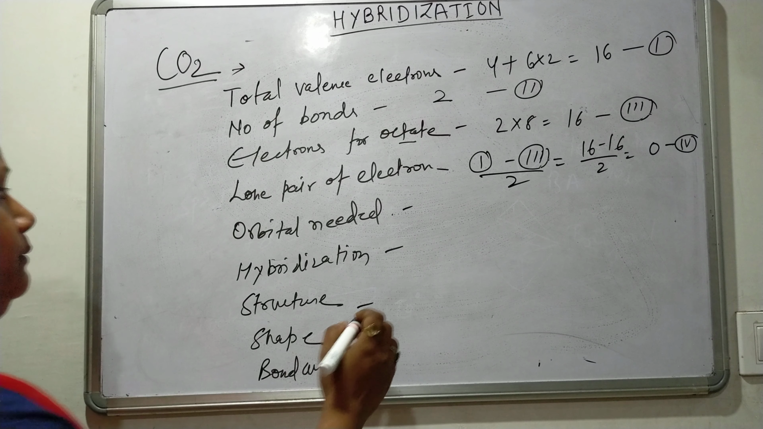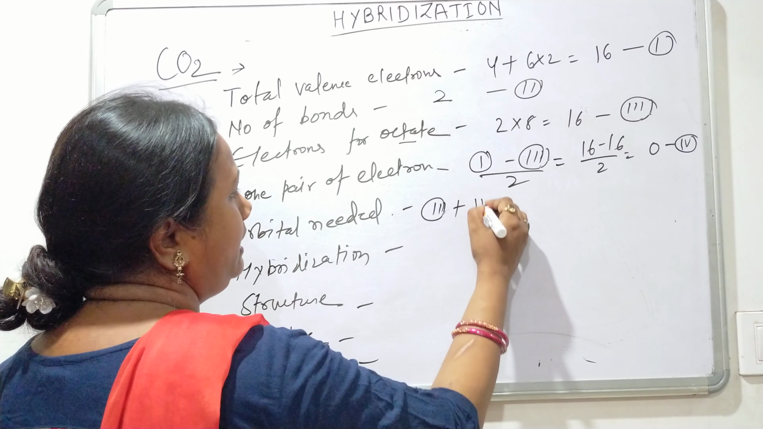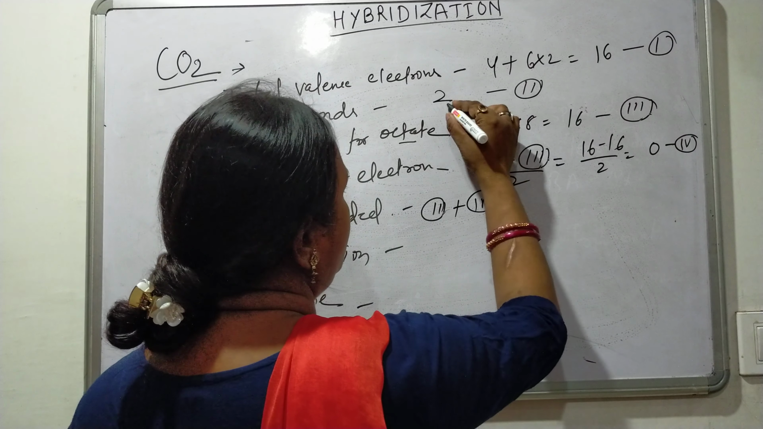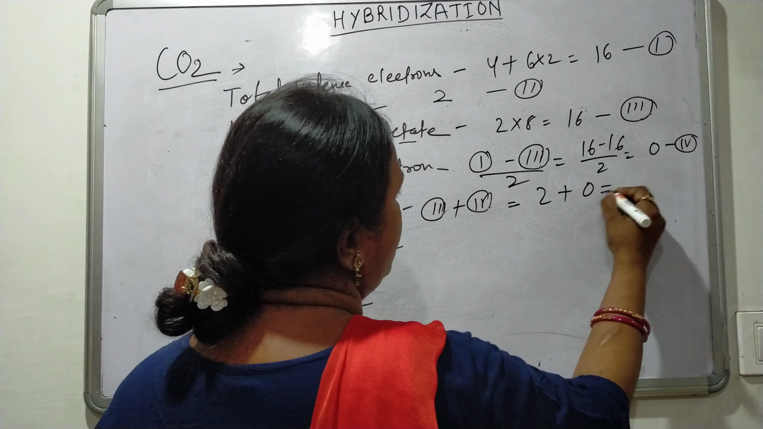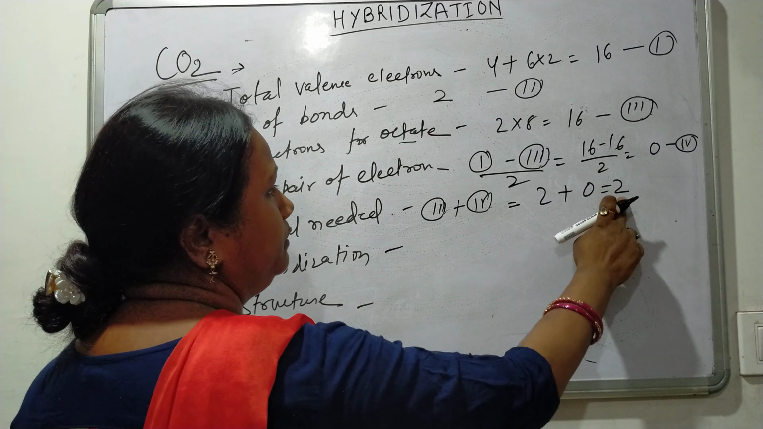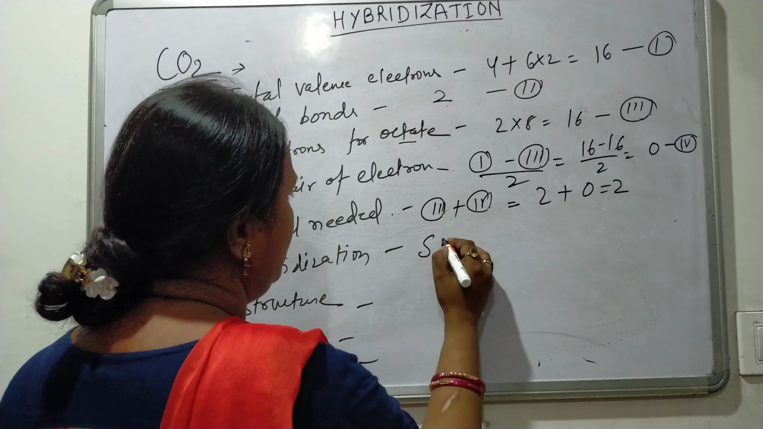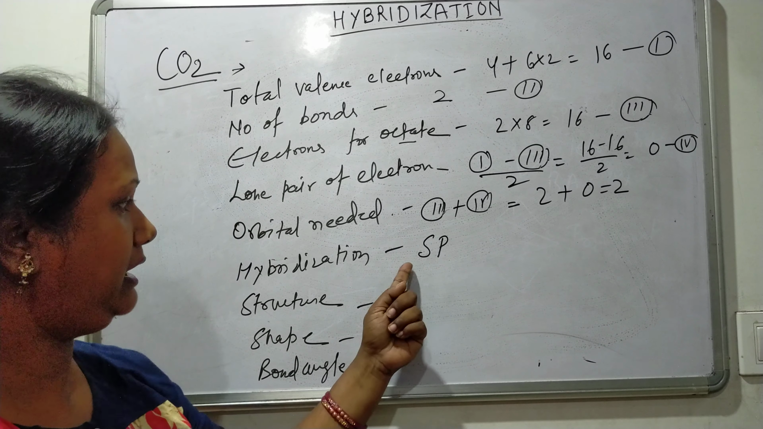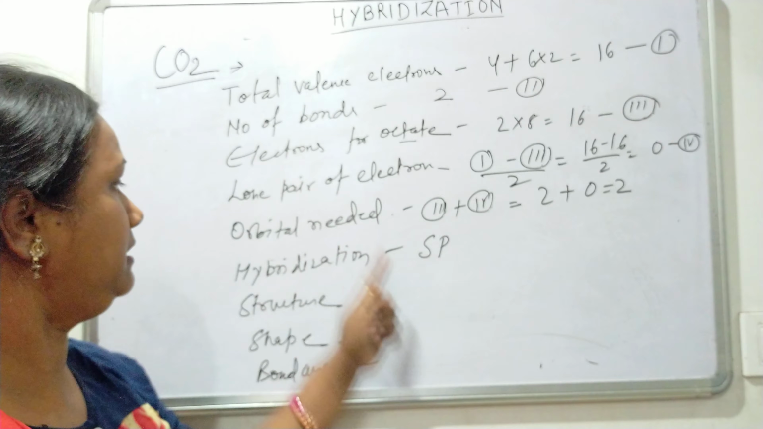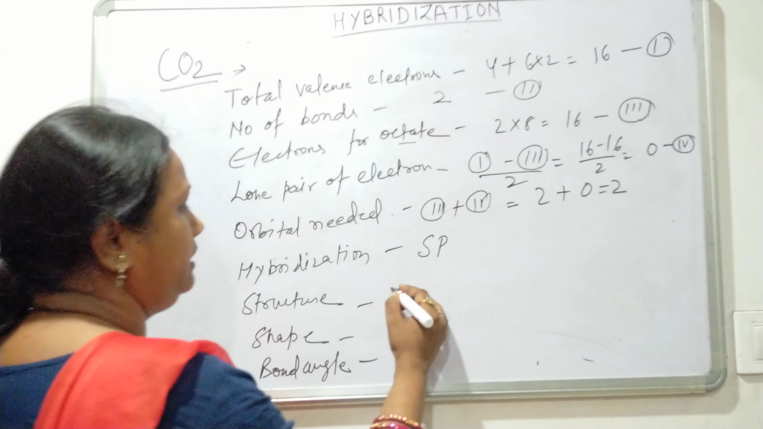Now, orbital needed: how will it be found? Add equation 2 and equation 4. 2 plus 0 is equal to 2. This means that 2 orbitals are needed here, that is s and p: 1 s orbital and 1 p orbital. Total is 2, so the hybridization comes out as sp. The sp hybridization has a linear structure.